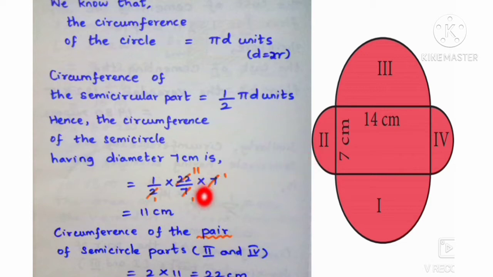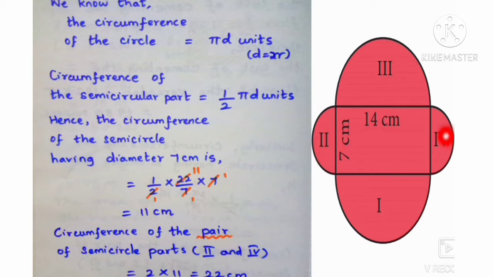Now to get the circumference of the pair of semicircle parts 2 and 4, what will we do? That is 4, the semicircle is of the same diameter as 2. So we have to multiply 2 with the 11 value. So 2 into 11 gives 22 centimeter, which is the circumference of the pair of semicircle parts 2 and 4.